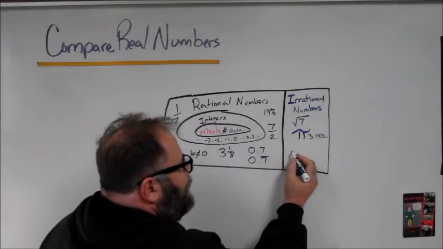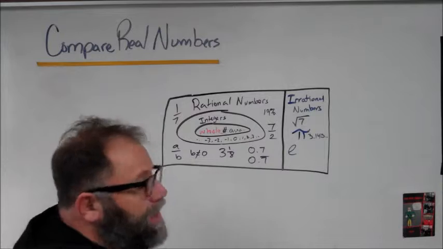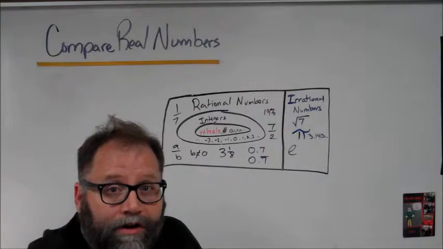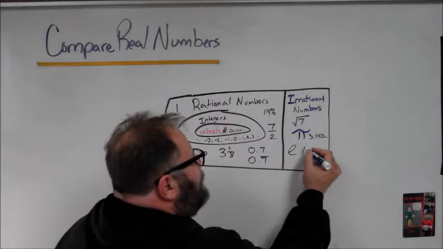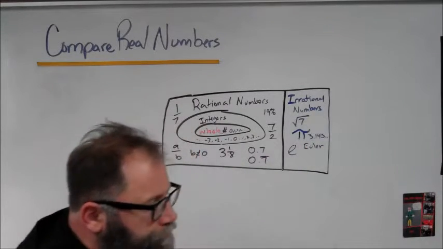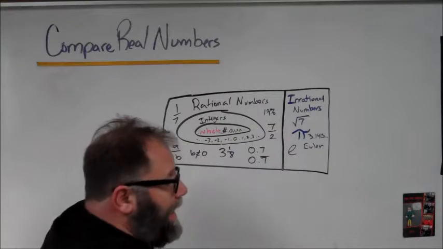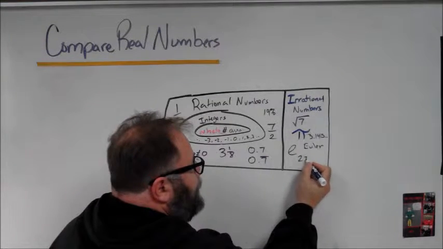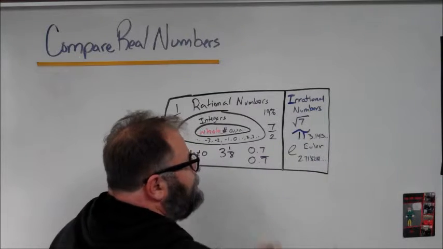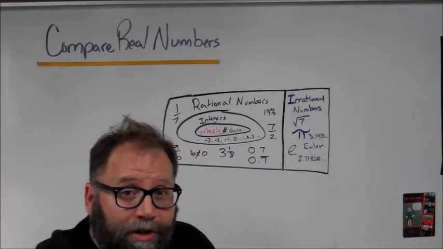Then we have another number that's written with the letter e, a cursive e, and it's called Euler's number, spelled like Euler. That's a number similar to pi, and that's 2.718281, and that keeps going on forever. That's an irrational number too.